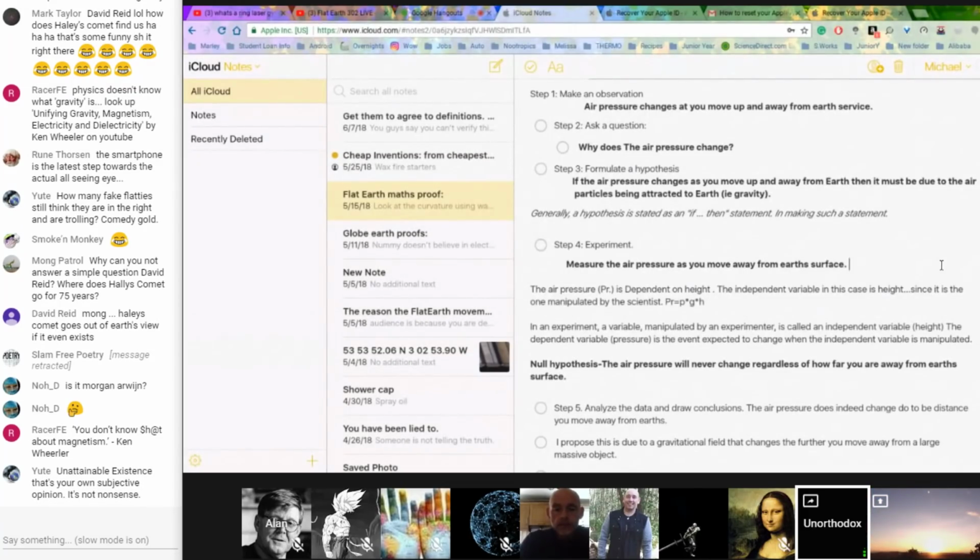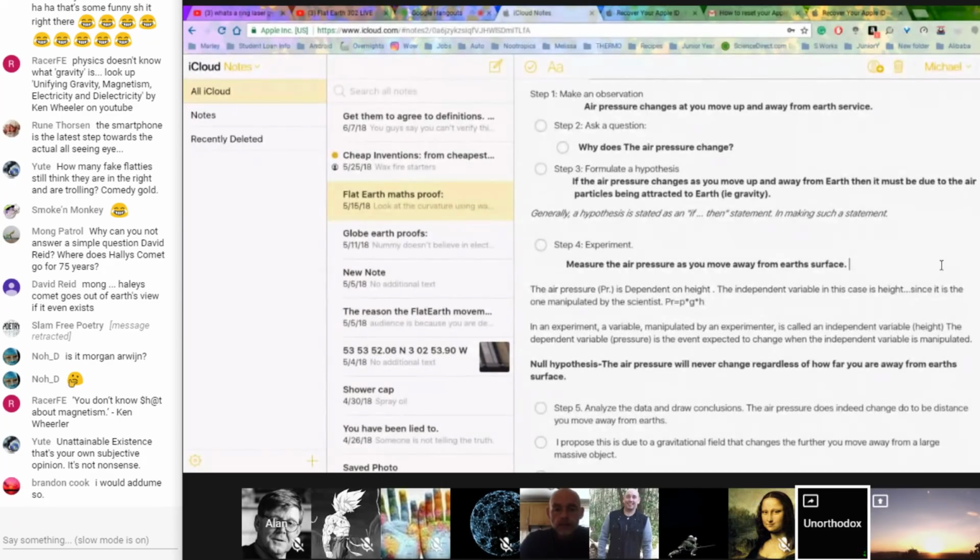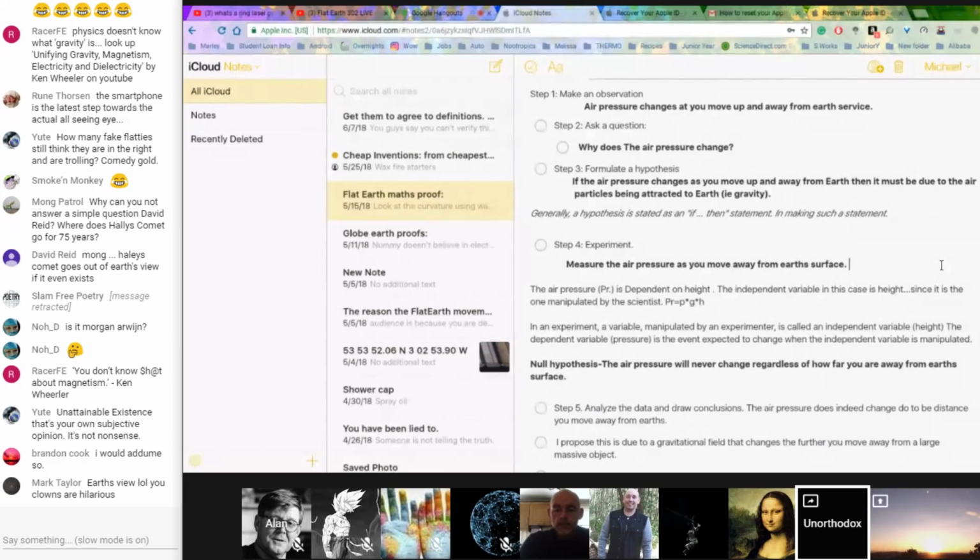It's the Cavendish, it's this, and it's also your weight changes as you move up and away from Earth's surface. But the 4th part is an experiment. Measure the air pressure as you move away from Earth. This is based on a presupposition, i.e. gravity. I'm reading it through my kid climbing all over me.